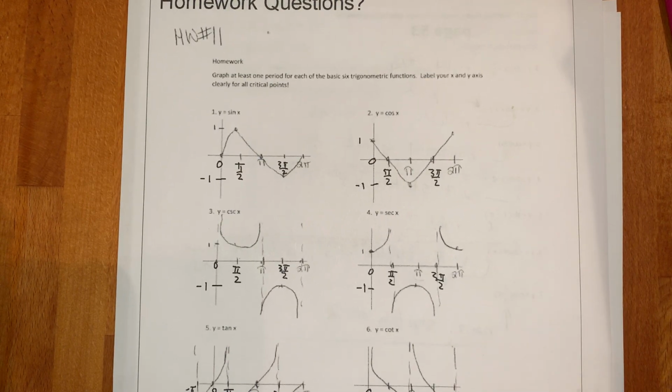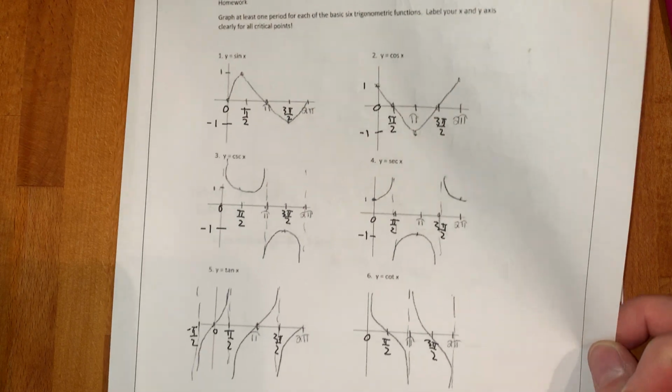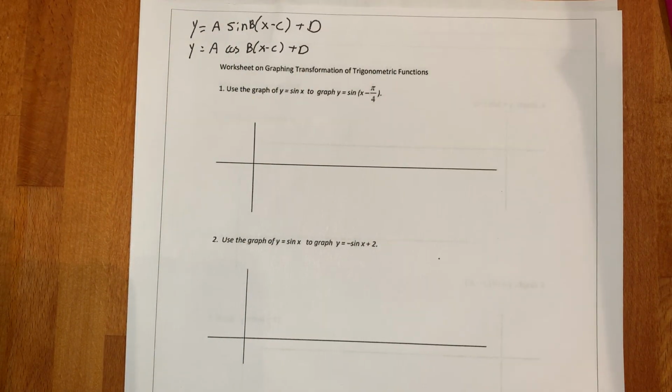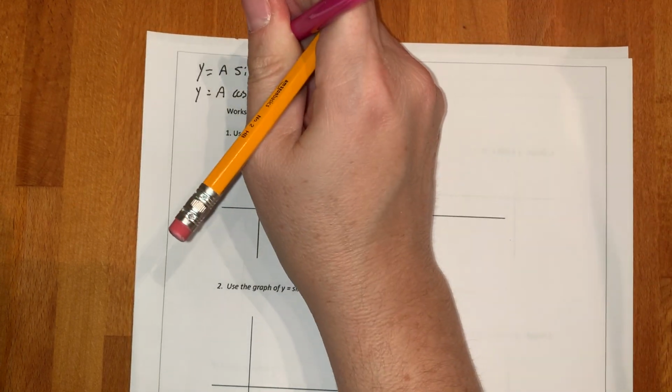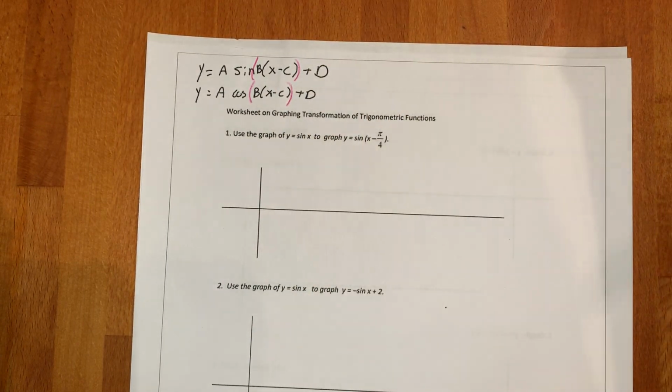Your homework last night was to graph our 6 trig functions, and hopefully that shouldn't have been too hard because we did them in the lesson. So all you had to do was recopy them. Freebie. All right. On page 54, I want you to write these formulas at the top. We are going to refer back to them.